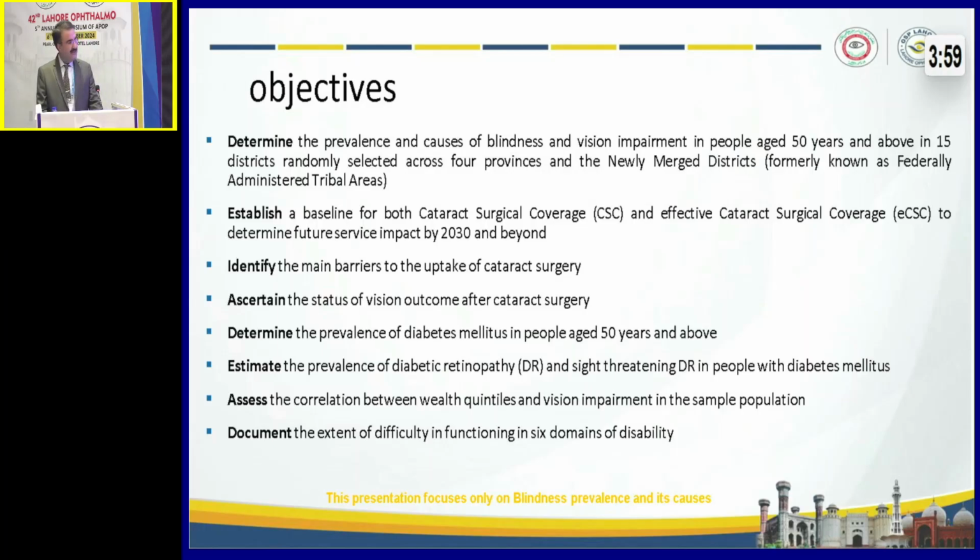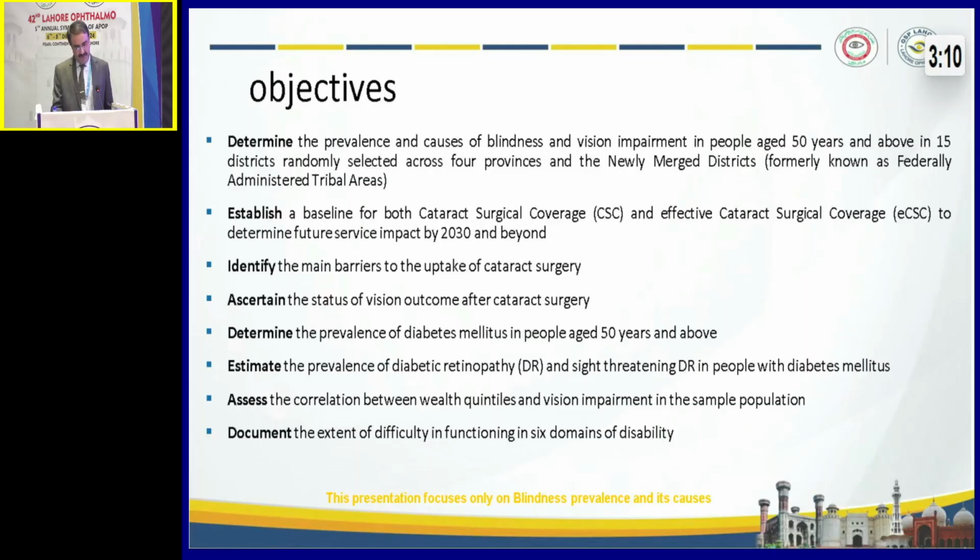The objective of this assessment is to determine the prevalence and causes of blindness and vision impairment in people aged 50 years and above in 15 districts randomly selected across 4 provinces and the newly merged district, FATA, formerly known as the Federally Administered Tribal Areas, to establish a baseline for cataract surgical coverage, which we are talking about. Another very important measure is effective cataract surgical coverage. One is blindness due to cataract, and unfortunately, one is blindness due to complicated cataract surgery. So effective cataract surgical coverage is very important.